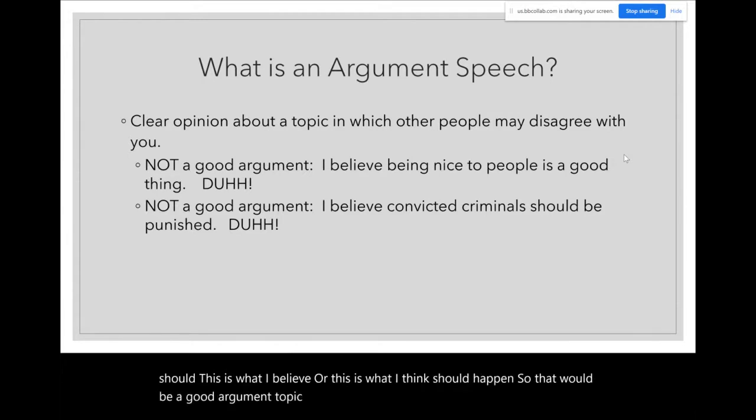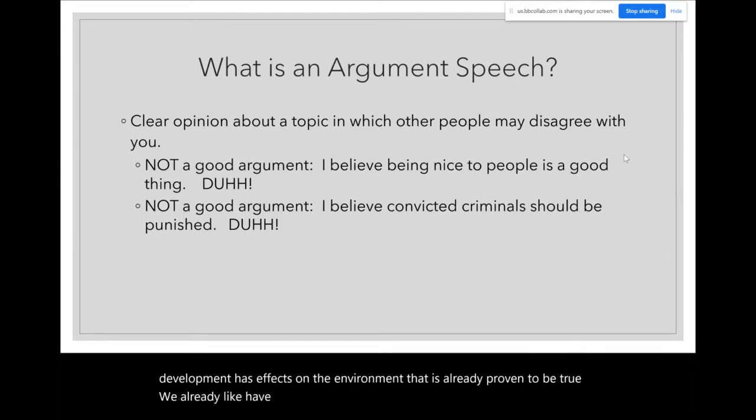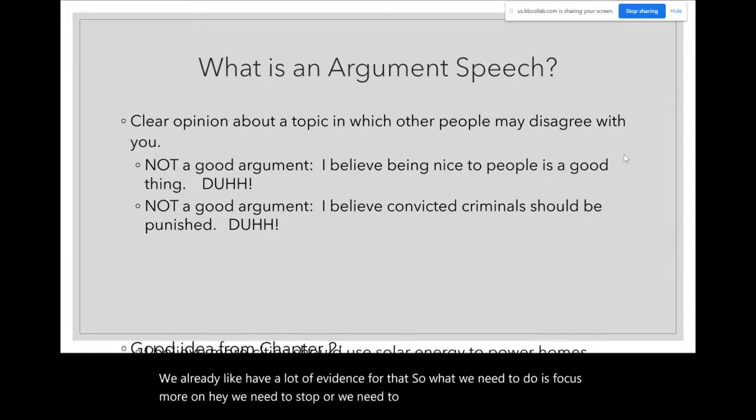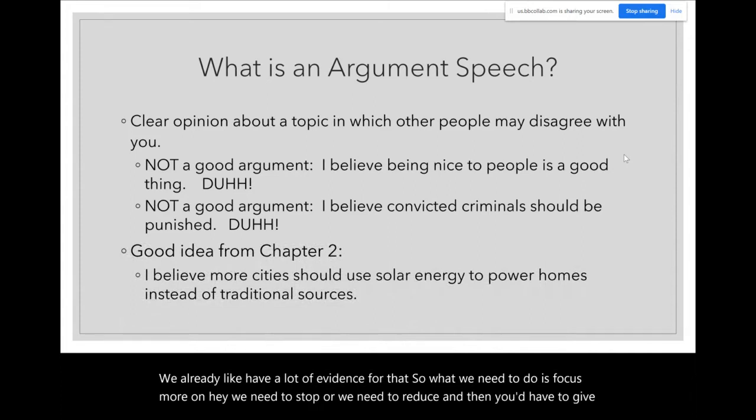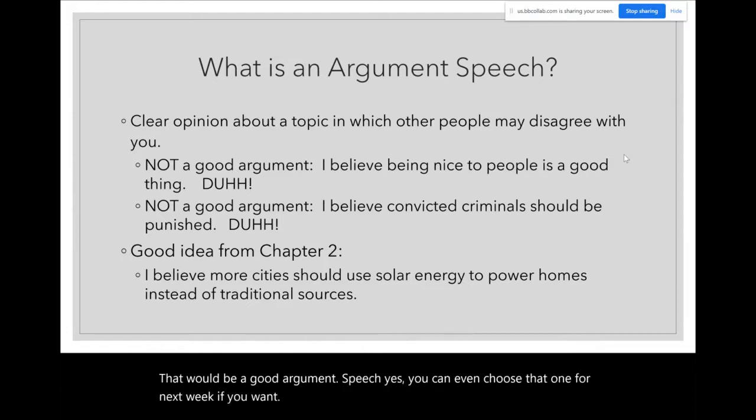Okay, let me repeat it. You can say, I believe we should reduce industrial development because of its effects on the environment. Yeah, that's a good topic. The first way you said it, you said industrial development has effects on the environment. That is already proven to be true. We already have a lot of evidence for that. So what we need to do is focus more on, hey, we need to stop, or we need to reduce. And then you'd have to give evidence why. That would be a good argument speech. Even choose that one for next week if you want. Thank you. Yeah, good question, Lon.